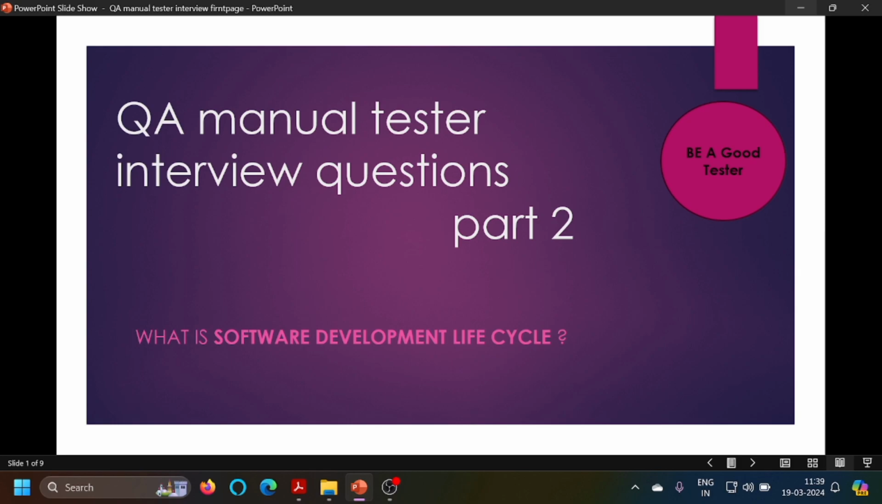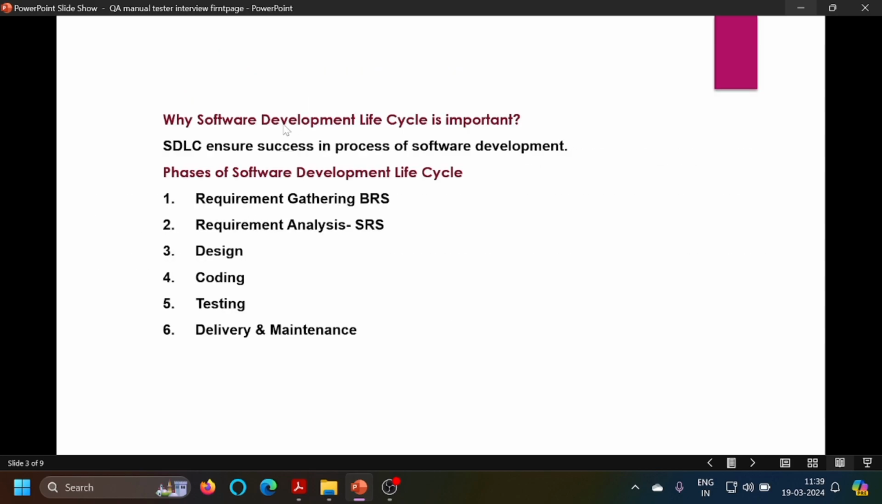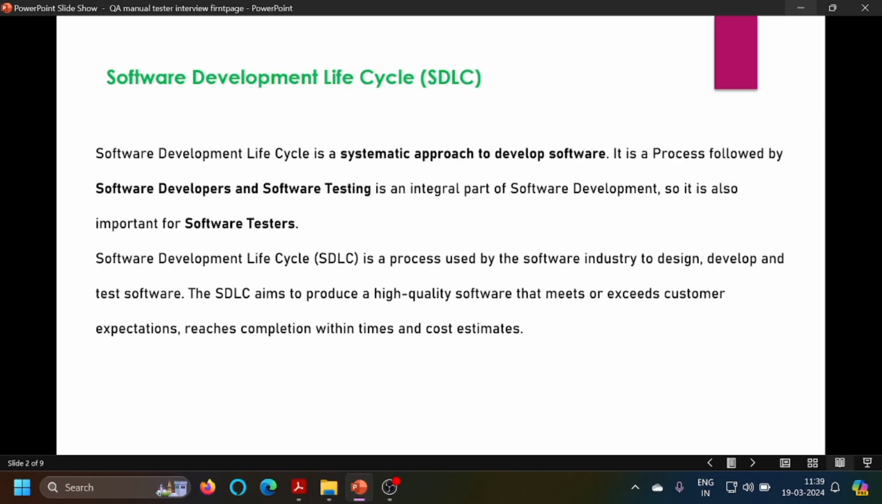This is basically the second part of our manual testing interview questions. Today we are going to understand what is the software development life cycle. This is basic. Okay, so basically we have to understand what is the software development life cycle.